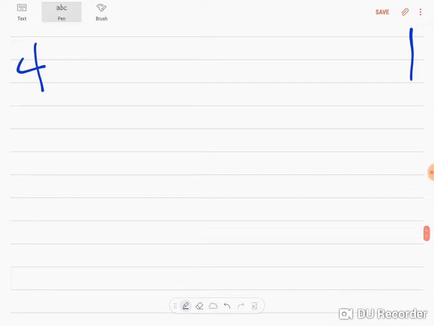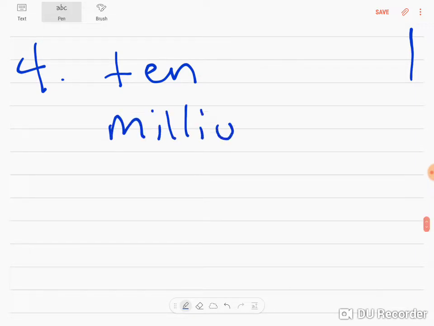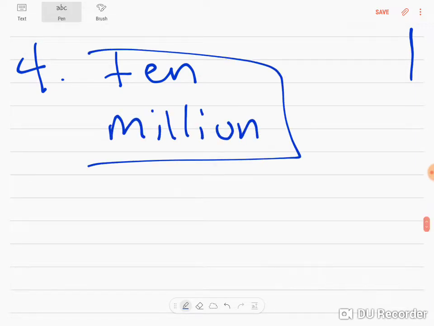Number 4. It says write 10 million in word form. 10 million. Simple.